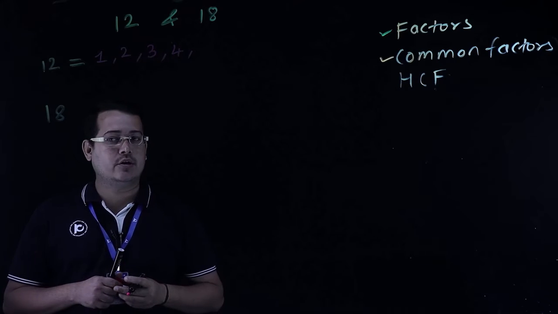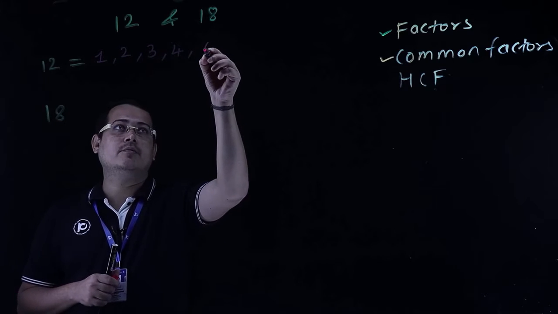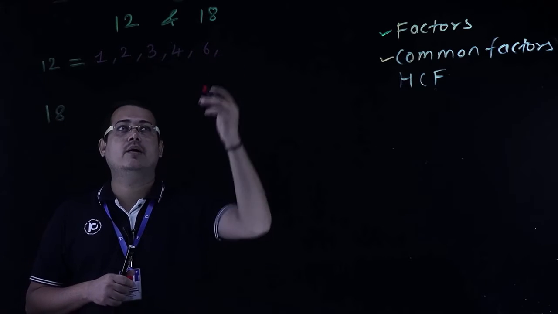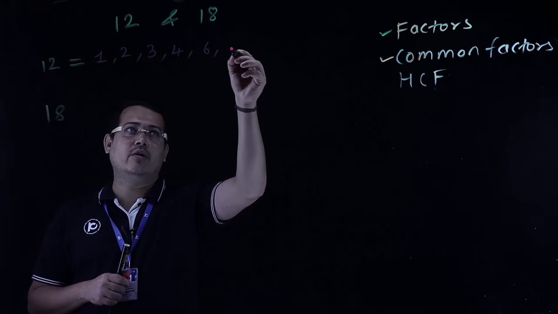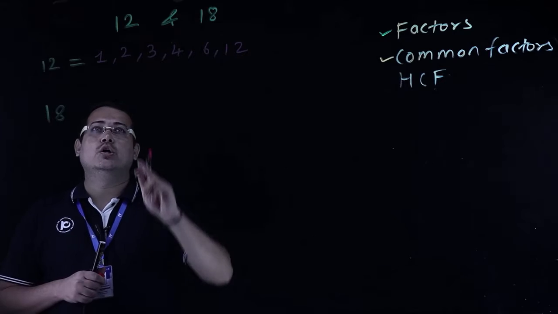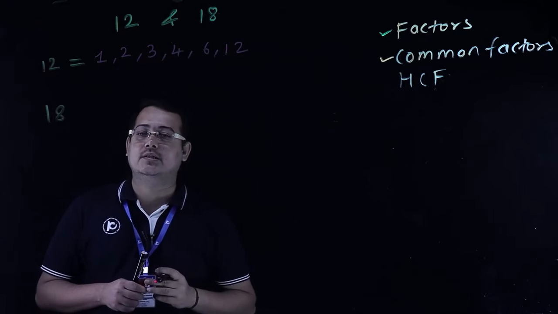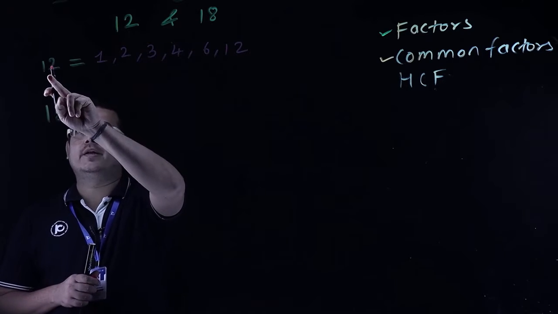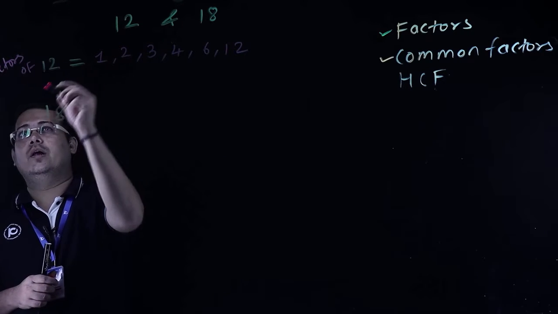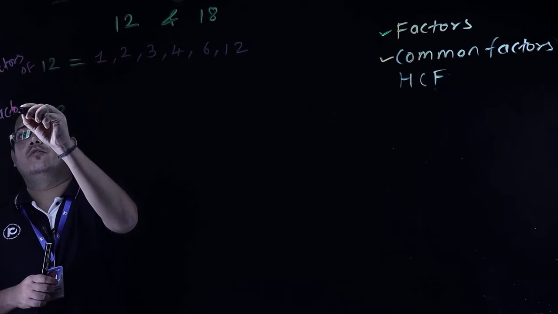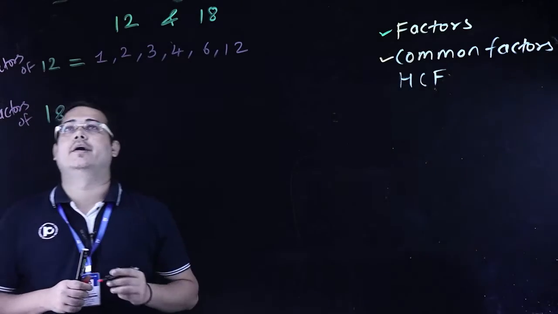5, 12 is not coming. 6, it is coming. 7, not possible. 8, not coming. 9, not. 10, 11, and now the last number is 12 itself. So 1, 2, 3, 4, 6, 12 are the factors of 12. I will write here the factors of 12 and the factors of 18.